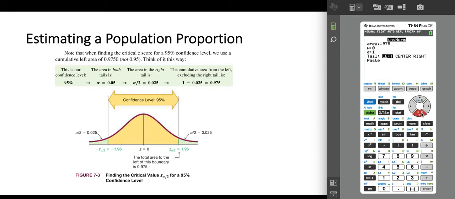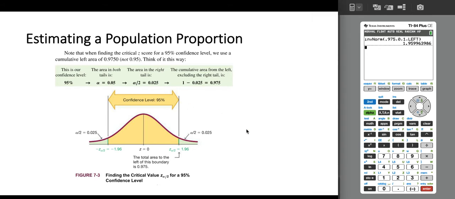And so we want the z-score where the area to the left of it is 0.975. And you'll see that value is 1.96. That's shown right here, but I wanted to show you how to find that on your calculator. So you're going to have to use the inverse norm function if the confidence level you're looking for isn't 90, 95, or 99.